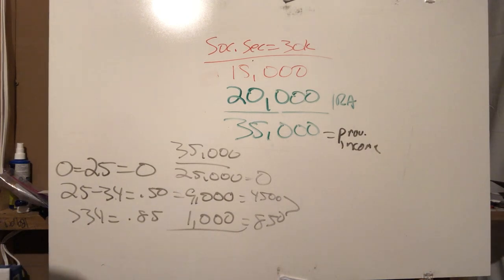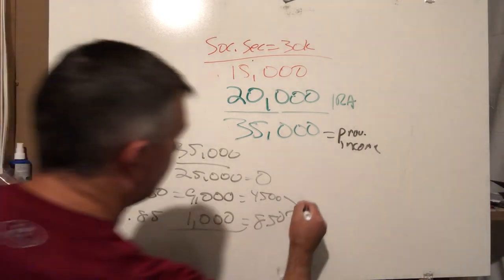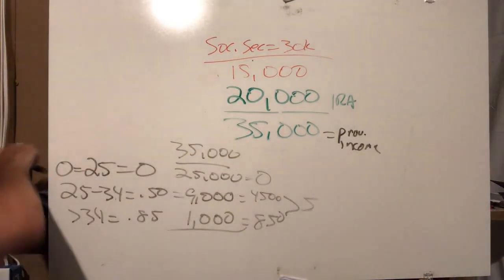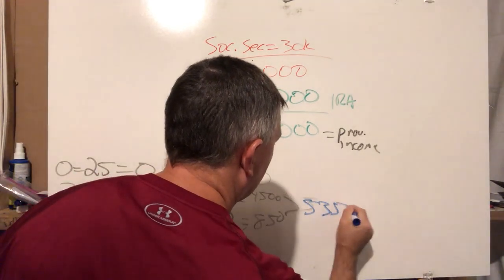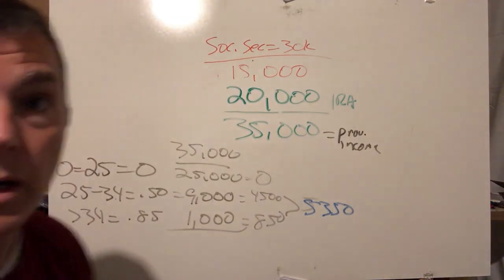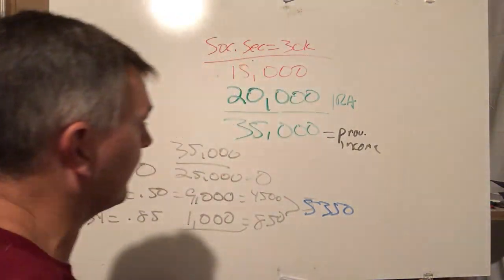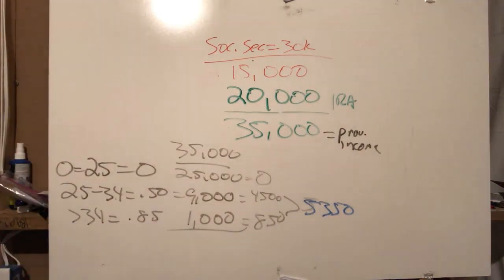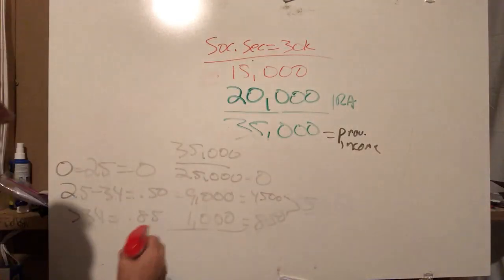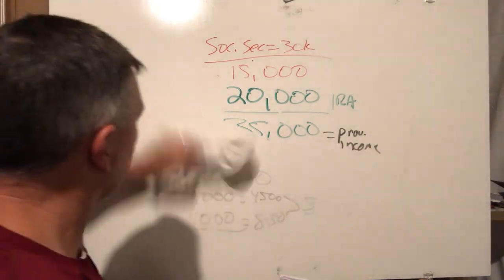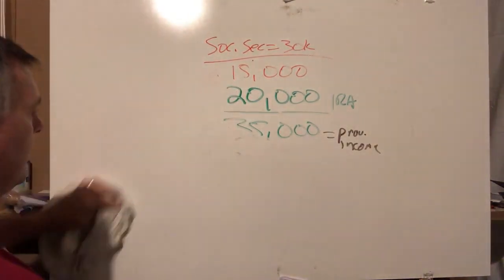We got 4,500 plus 850 equals 5,350 is her amount of Social Security subject to taxation. Let's try blue then. Sorry, guys. 5,350 is the amount of her Social Security subject to taxation. All right, so now we can erase all this. 5,350 is the amount of her Social Security that is subject to taxation.